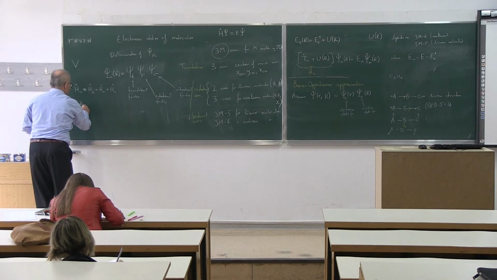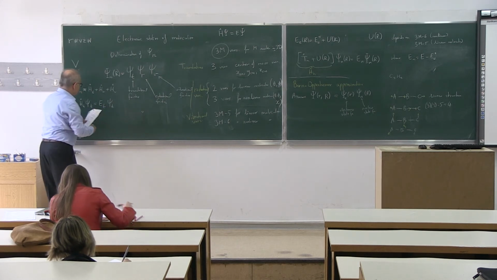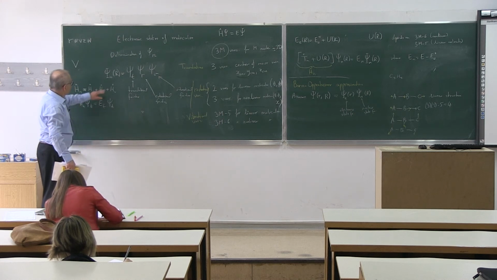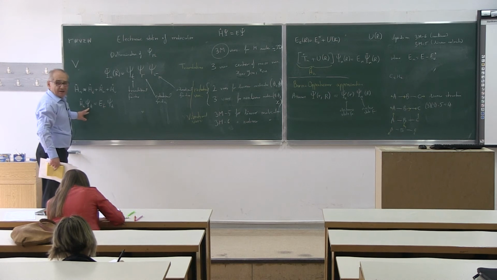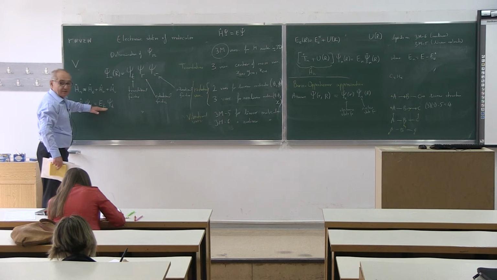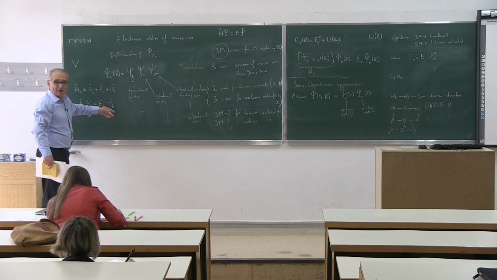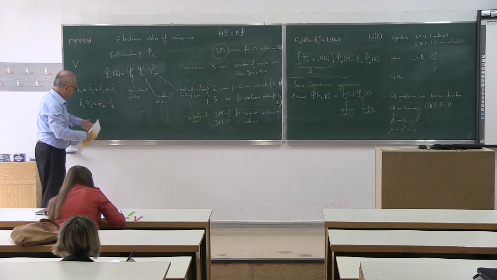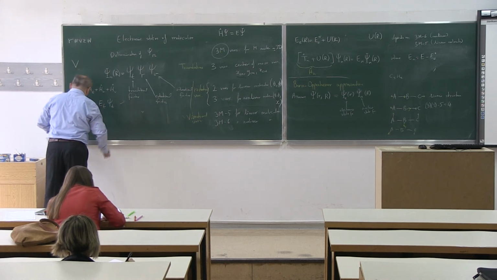So the translational part in this factor is obtained by solving the translational Schrödinger equation. What you see here is just the particle in a box problem. In this case, the particle in a three-dimensional box problem. So we have already solved it.